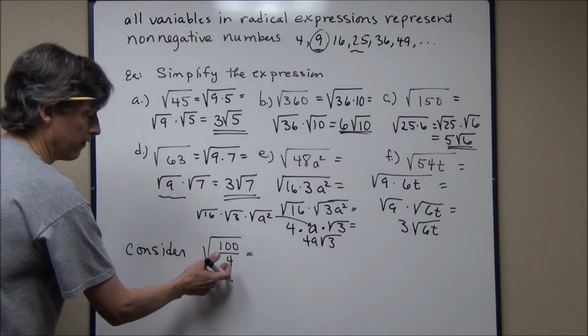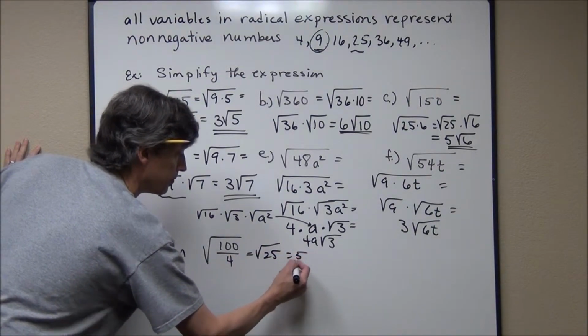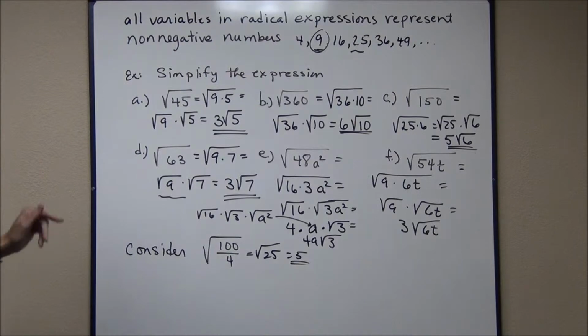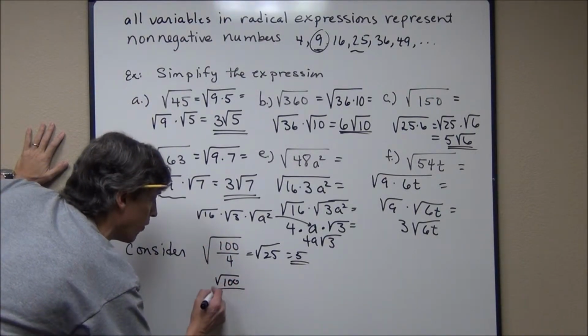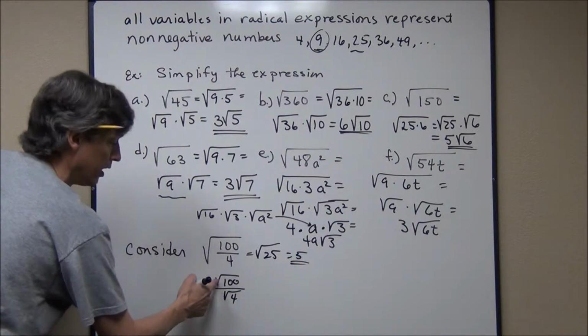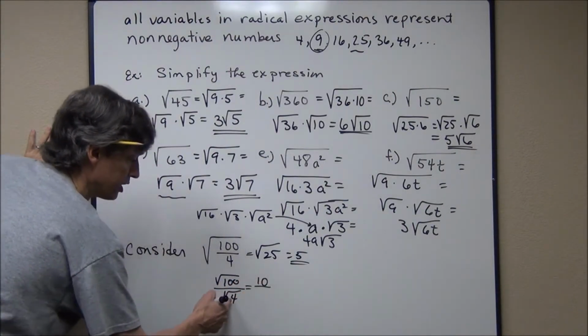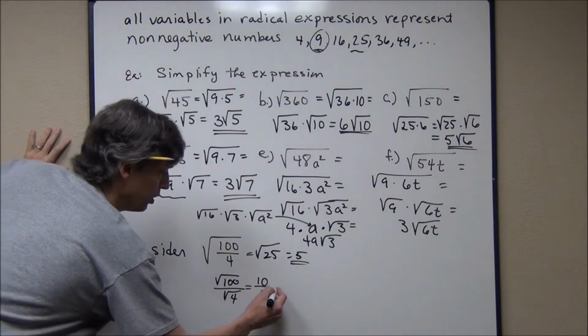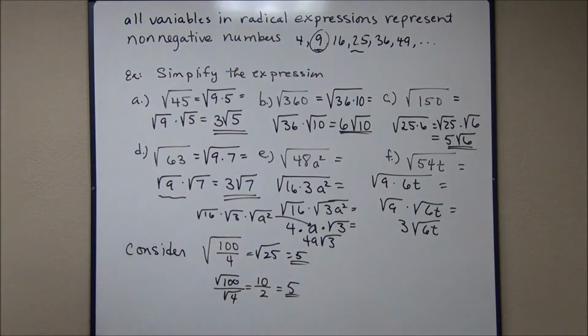would you agree 100 divided by 4 is 25? This is the square root of 25, and this is 5. But I also want you to consider, what if I broke this apart as the square root of the numerator over the square root of the denominator? The square root of 100 is 10. The square root of 4 is 2, and 10 divided by 2 is 5, and I get the same number. Not a coincidence again. So this leads us to another very important property involving square roots.